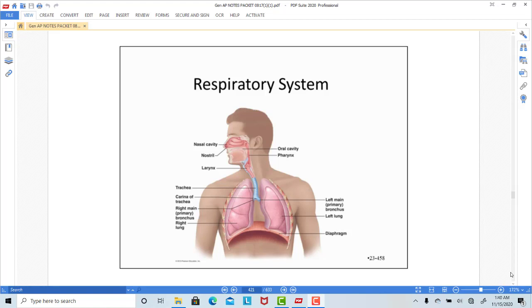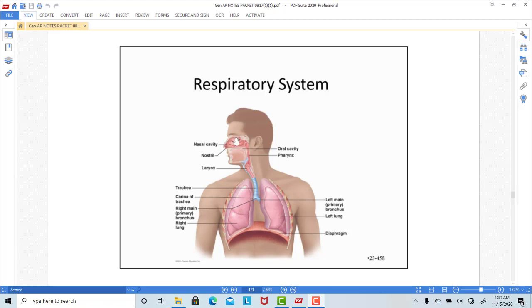In this video, we talk about the respiratory system. In lab, you'll recall that the respiratory system is made up of both an upper portion and a lower portion. The upper portion of the respiratory system consists of the nasal cavity and the pharynx, which we know as the throat, as well as the oral cavity.